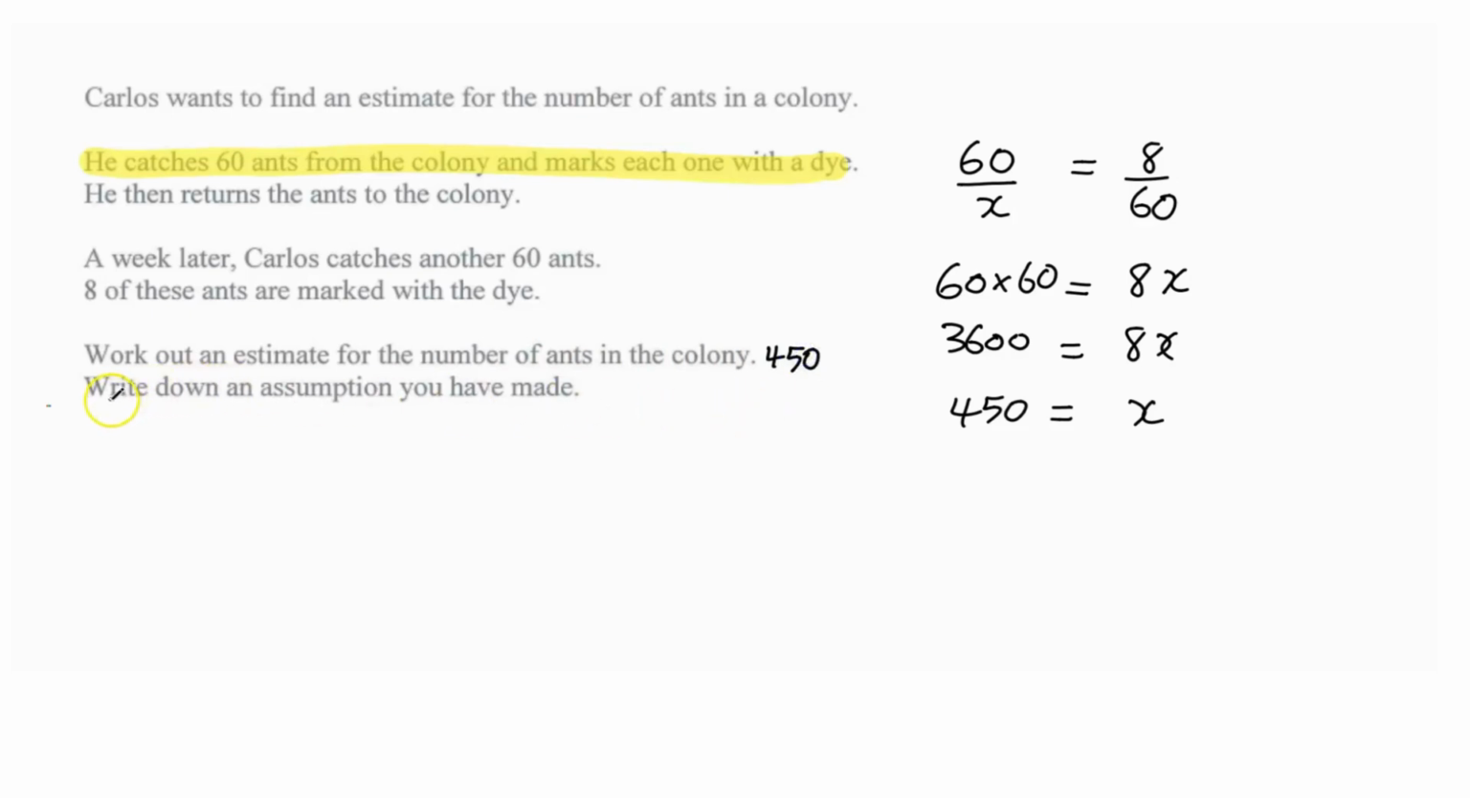Okay, and then we want to write down an assumption we have made. So here we can say that none of the ants that were marked in the initial catch had faded. So you can write none of them faded. Or you could say no other ants joined the colony, or you can say no other ants left the colony.